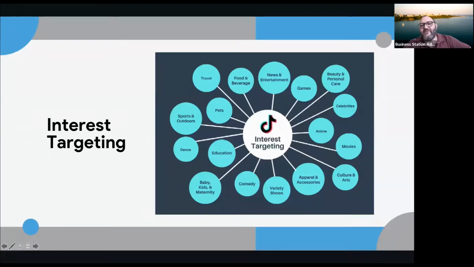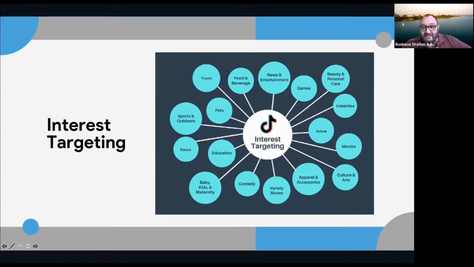Variety shows I found was a really weird one. That's a very, very specific kind of show. And I don't know that people watch a lot of variety shows. Was that like Graham Norton or something like that? And then you've got comedy, education, baby, kids and maternity, dance, sports and outdoors, pets, all that sort of stuff, which is very much about your particular likes and dislikes and the things that really interest you.